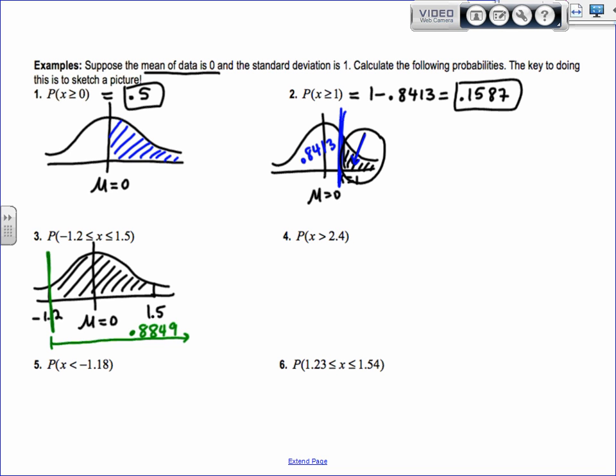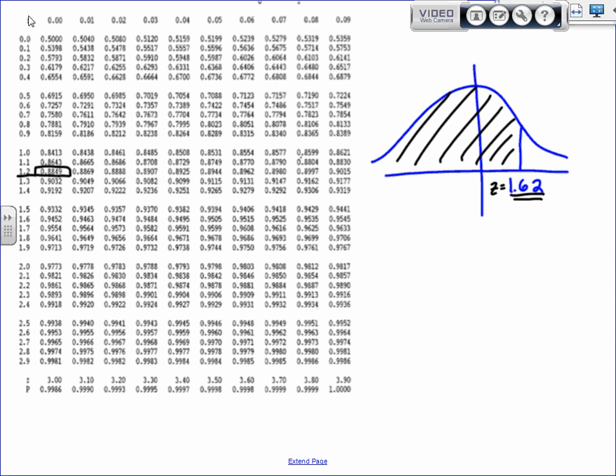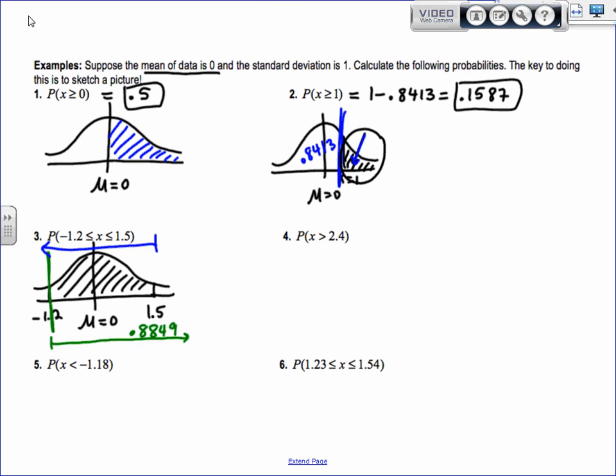All right. Well, what if I look at the other one? What if I look up 1.5? You're saying, well, we didn't look up that one. Let's go back. 1.5. 0.9332. And then we're kind of stuck. We're like, I just want that part in the middle. I have 93% on the left of 1.5, and I have 88% on the right of negative 1.2, but I don't really know how to do the middle.